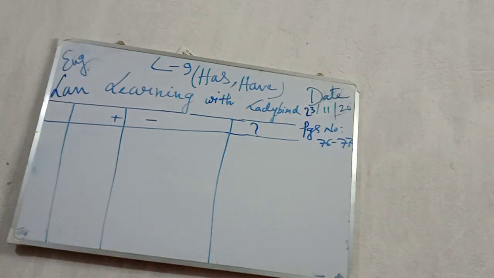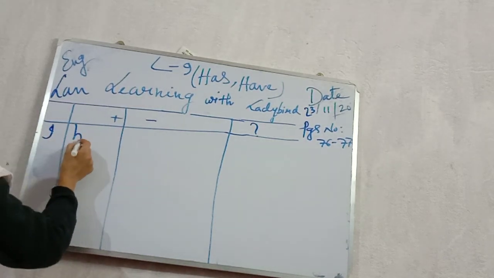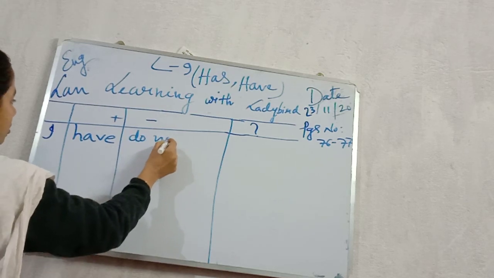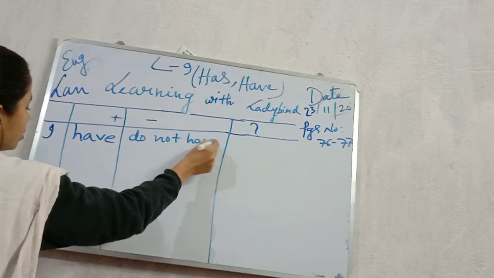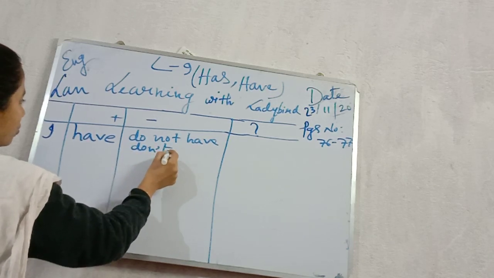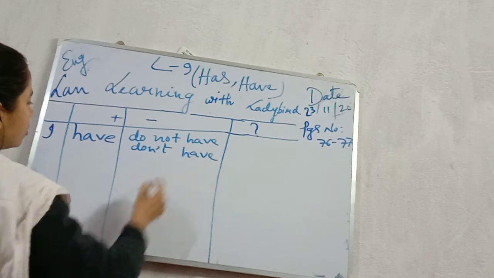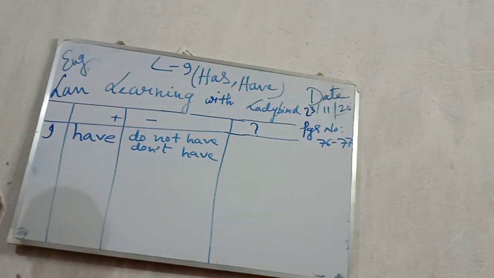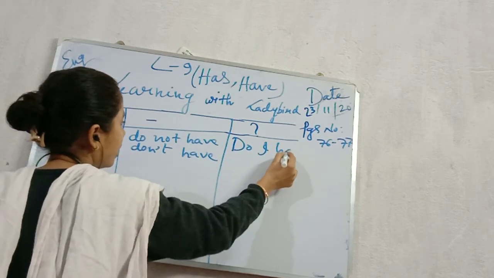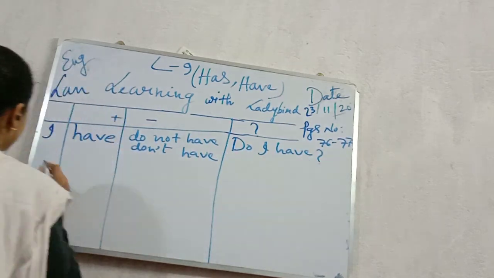And then one for specific pronouns like I. I have. I do not have. For showing contraction, don't have. For making questions, how can we make questions? Do I have? Then an interrogation mark.